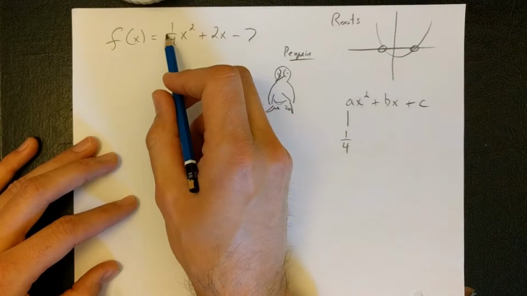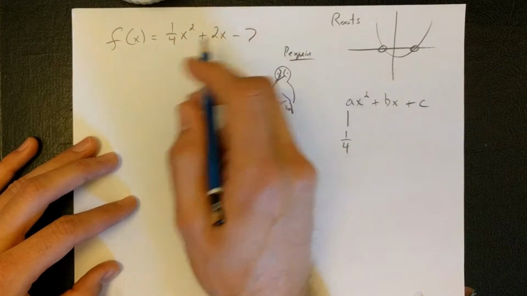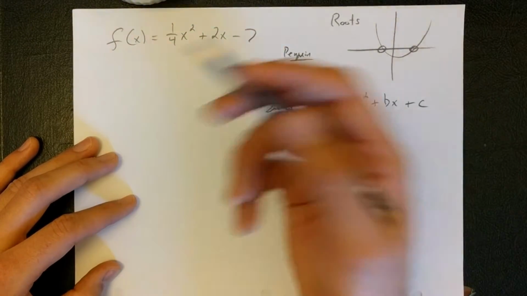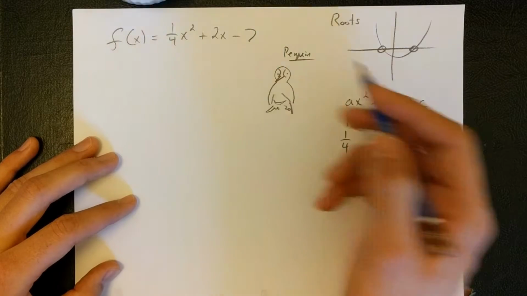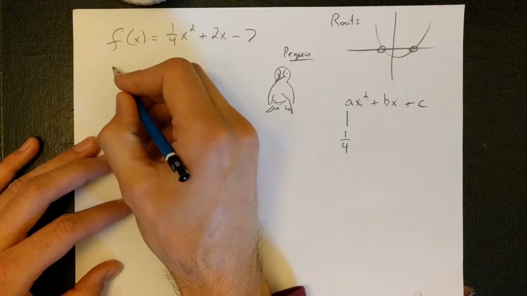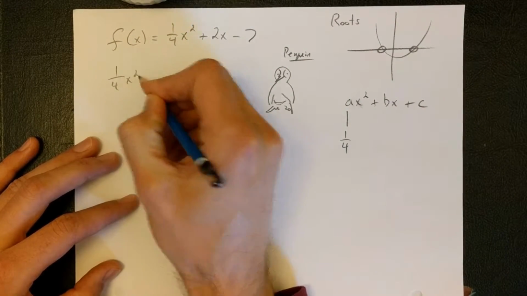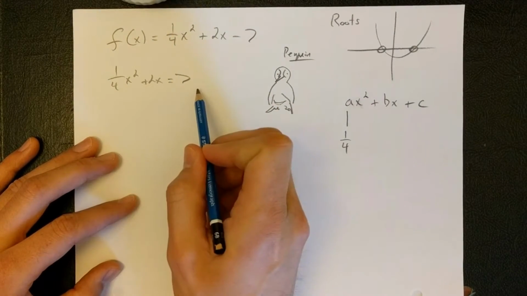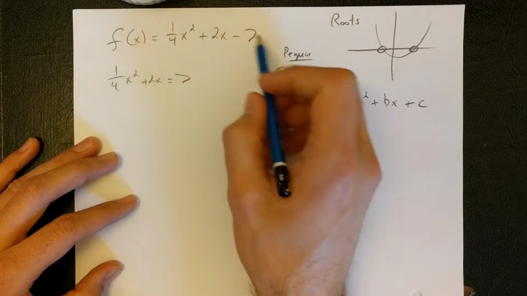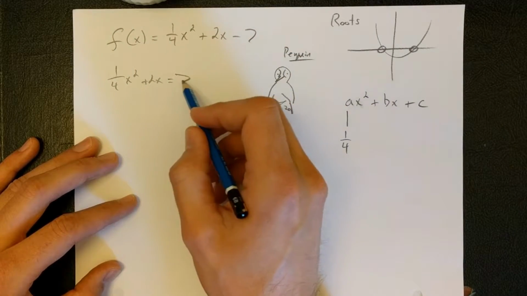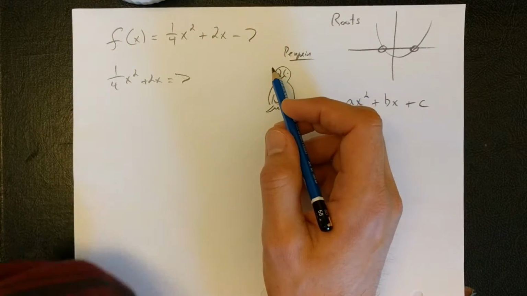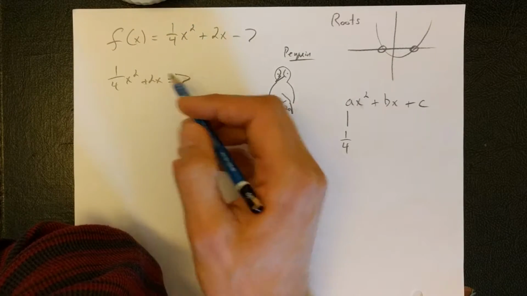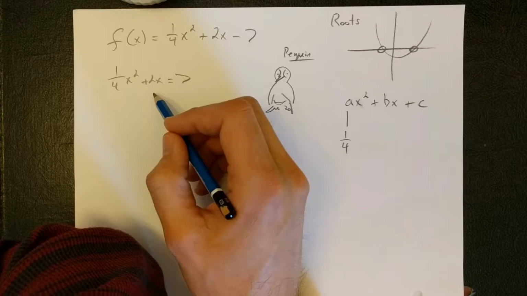So what do we do here? We want to divide both sides by 1/4. Before we do that, it might be helpful to move this -7 over. So we could have 1 over 4 x squared plus 2x, that's just going to equal 7. And we remember the first step of completing the square was to move this over so that we're just dealing with our x's.